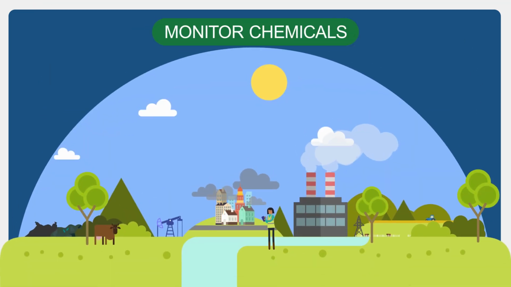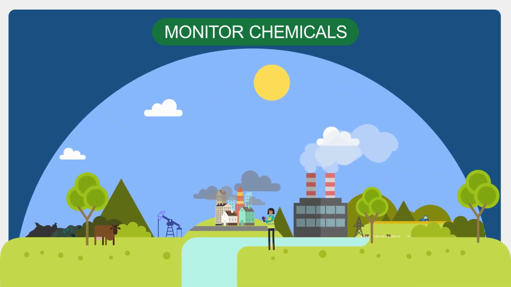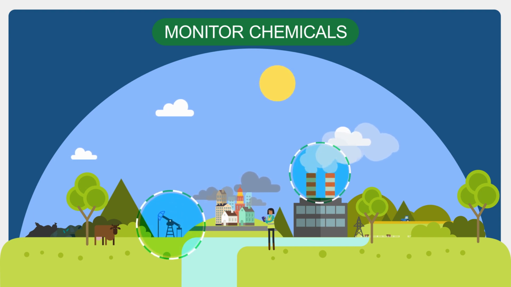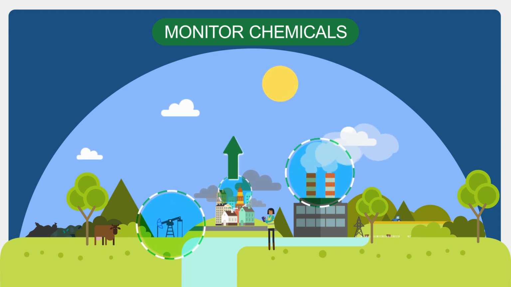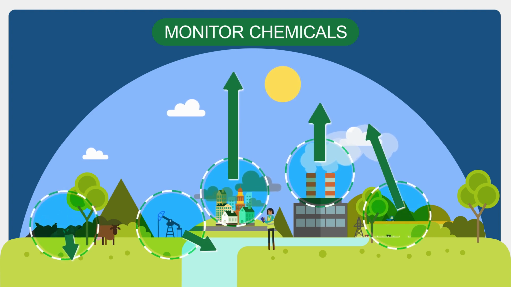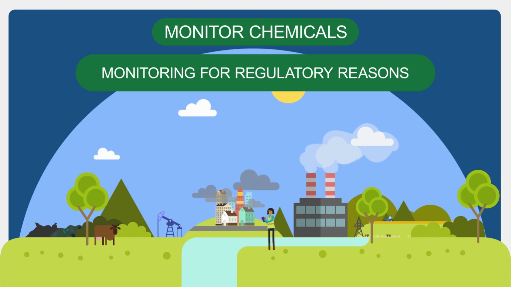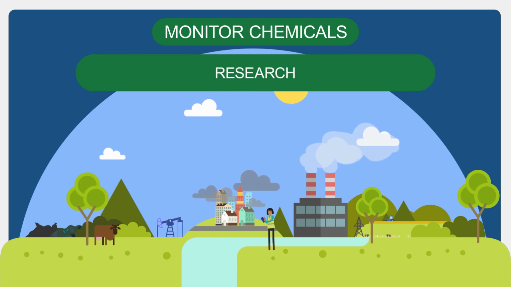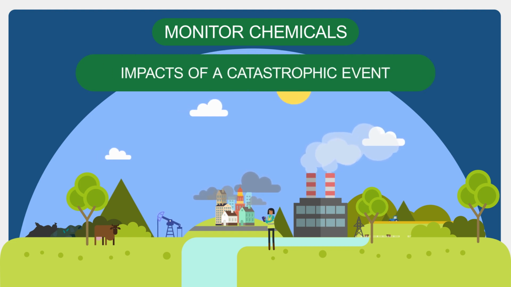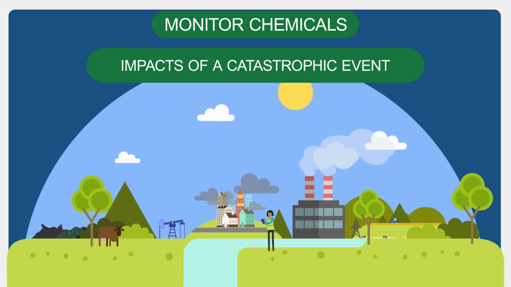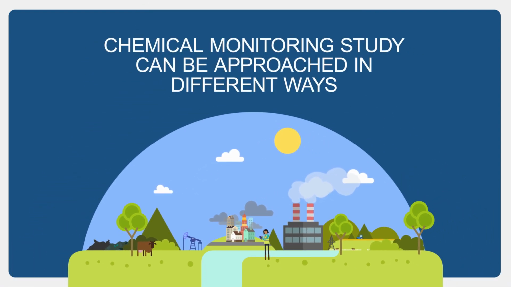There can be many reasons why we need to monitor chemicals in the environment, such as monitoring a chemical spill, identifying a source of contamination, or to understand the impacts of chemical pollution on human or ecological health. You might be monitoring for regulatory reasons, for research, or to understand the impacts of a catastrophic event. In each case, your chemical monitoring study can be approached in different ways.